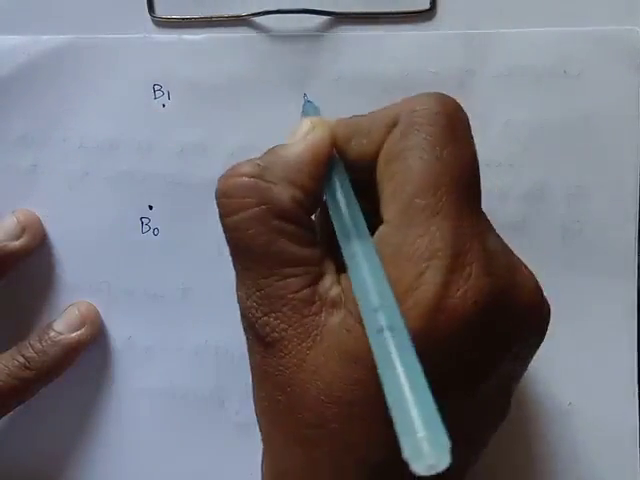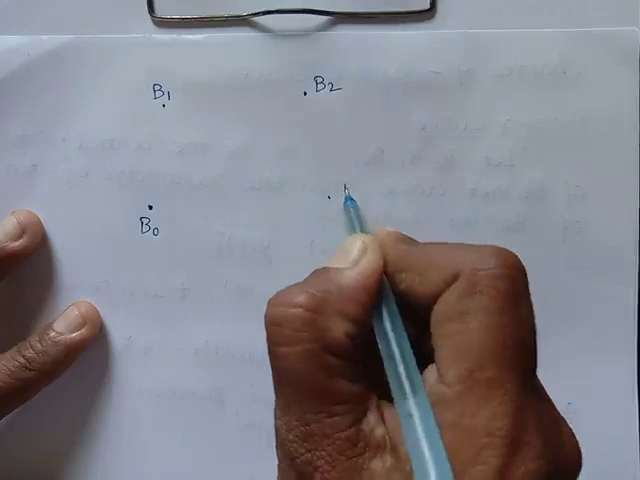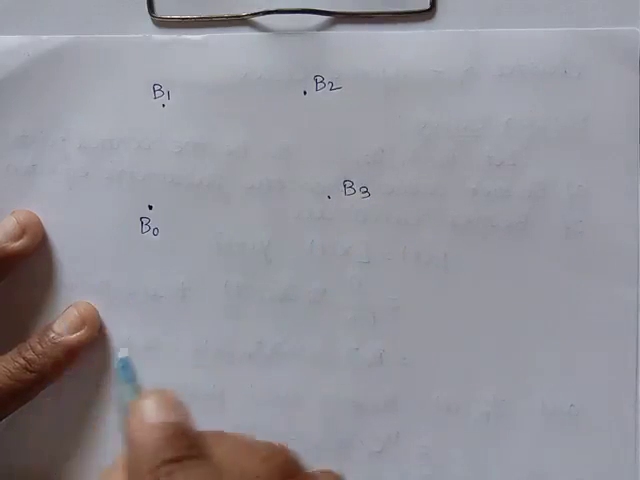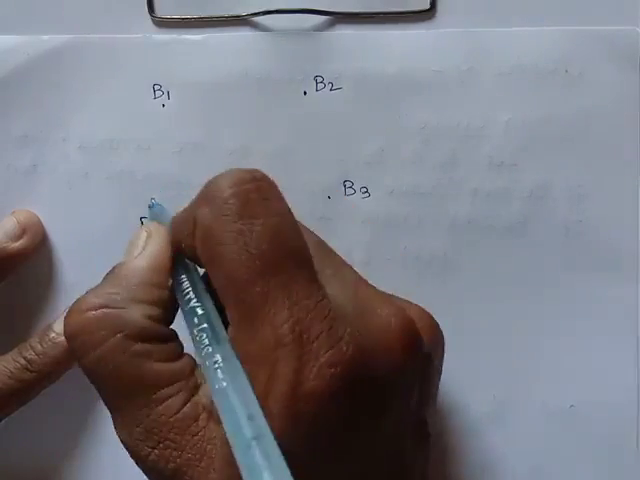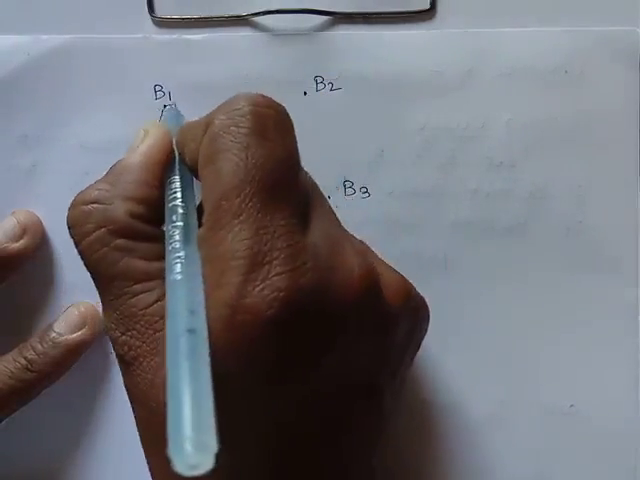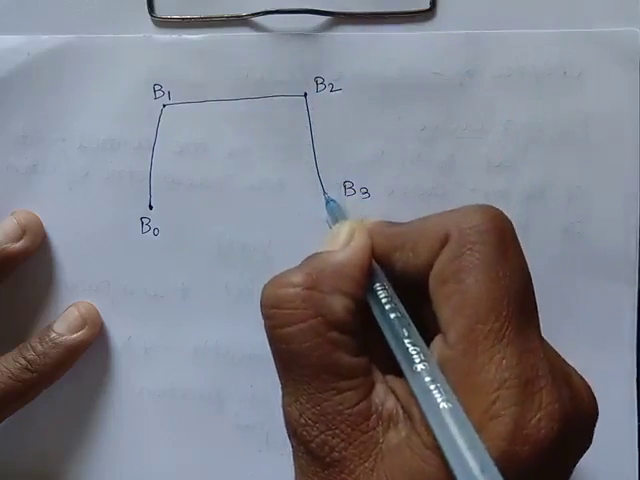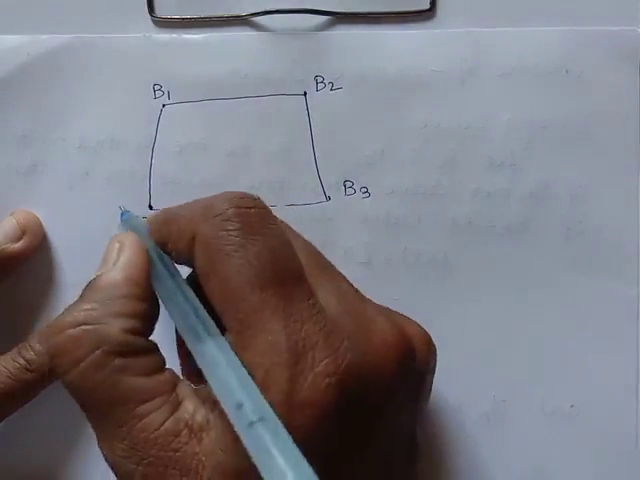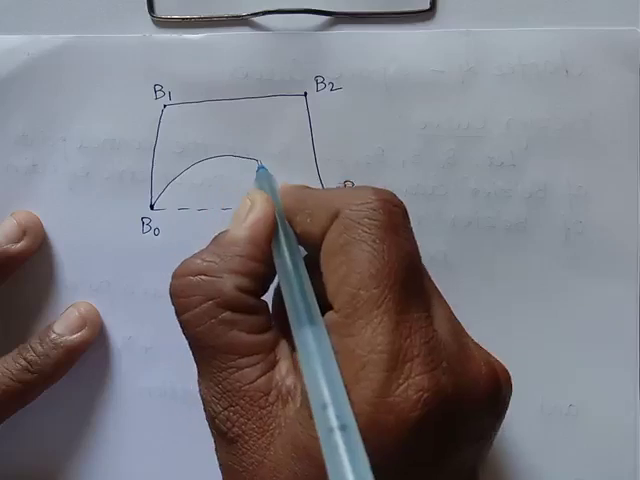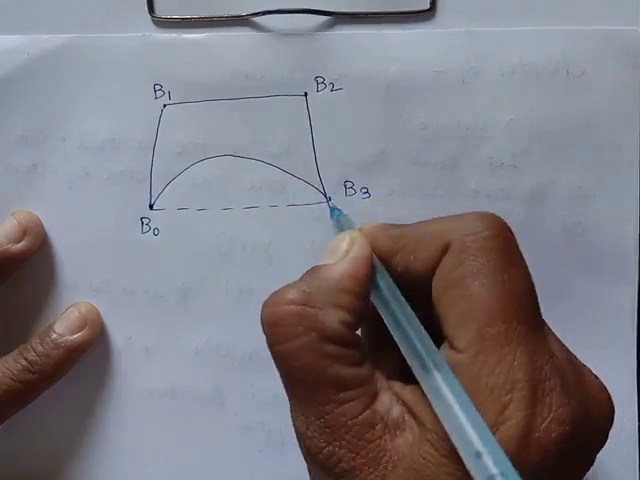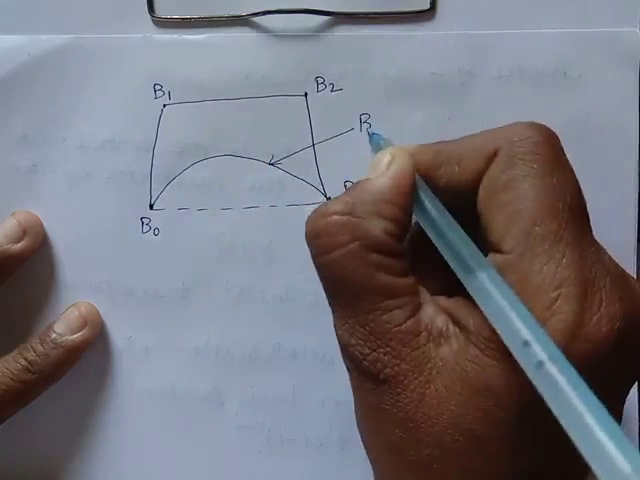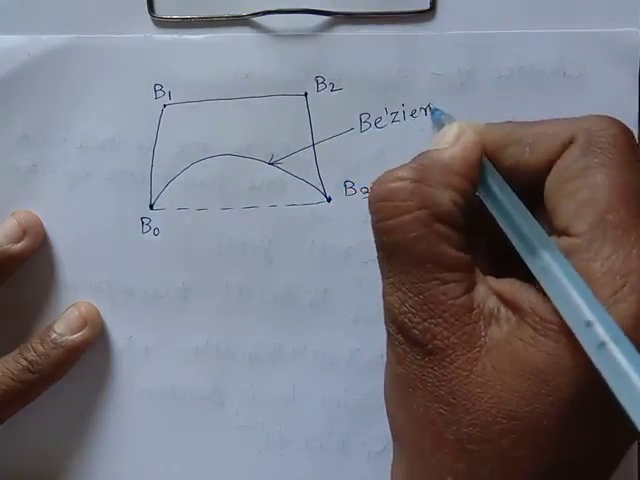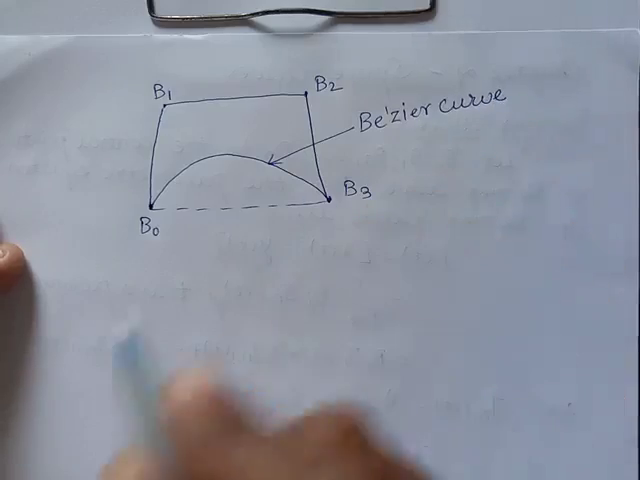Actually, suppose we have here b0, b1, b2 and b3. These 4 points with us. These are control points. Now here we will form a polygon, such a polygon with that. Okay, and here our Bezier curve will lie in that one. Suppose this is our Bezier curve.